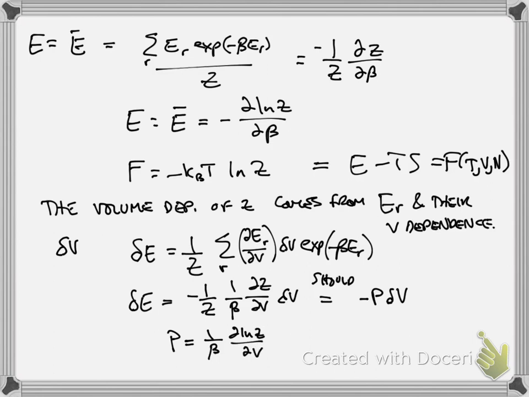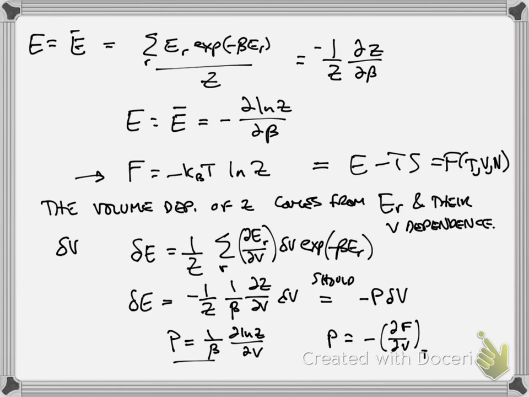Now, again, you could have gotten that from our definitions of pressure in terms of the free energy, right? You could have referred right back up to here and found that the pressure equals minus partial F partial volume at constant temperature. And that again, from this definition of F, is going to give you the same answer for the pressure. So it's just another slightly different way of looking at it.